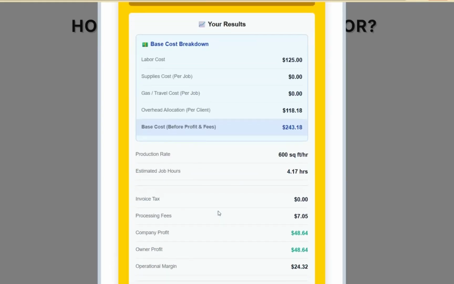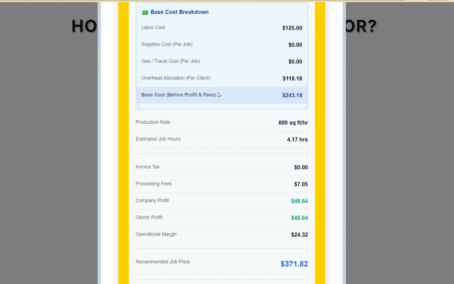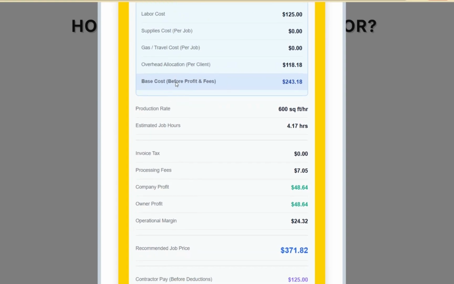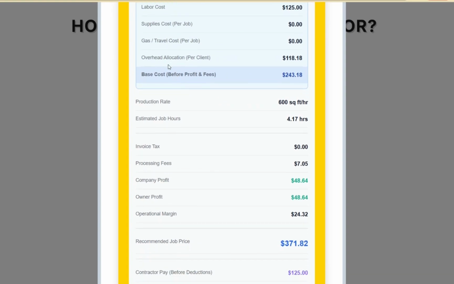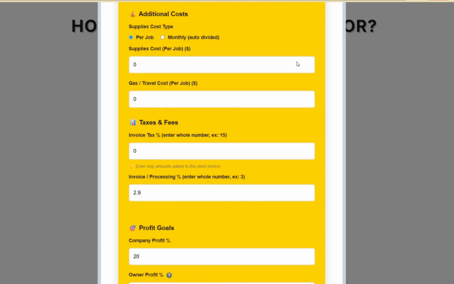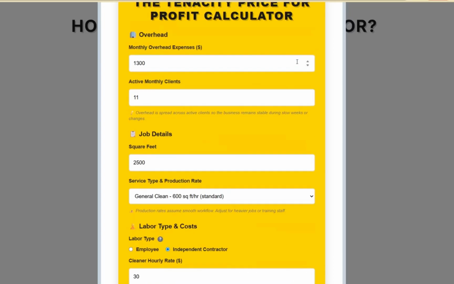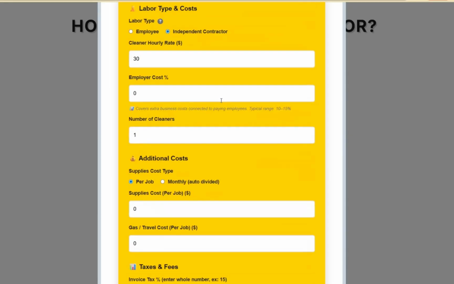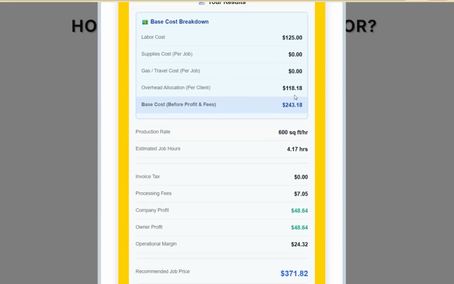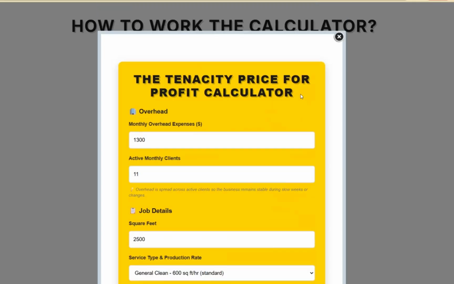Your results. The calculator shows you that the labor cost for this job will be $125. We're not going to pay any supplies. We don't have to pay any gas. The contractor takes care of that. Our overhead per client is $118.18. So that means each one of these 11 clients have to pay $118.18 to help us pay for this overhead.